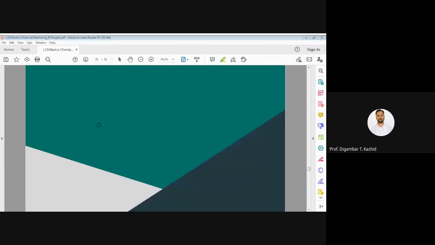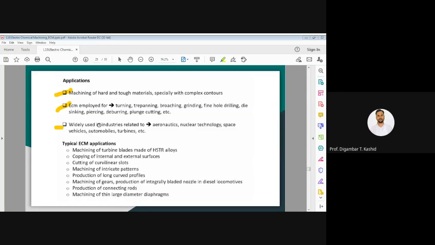Now come to the main point, that is application. The question arises: what are the applications of this ECM process? The first application is that it is used for machining very hard metals, high strength temperature resistant metals. The machining of hard and tough materials, especially with complex contours, can be done using the ECM technique.